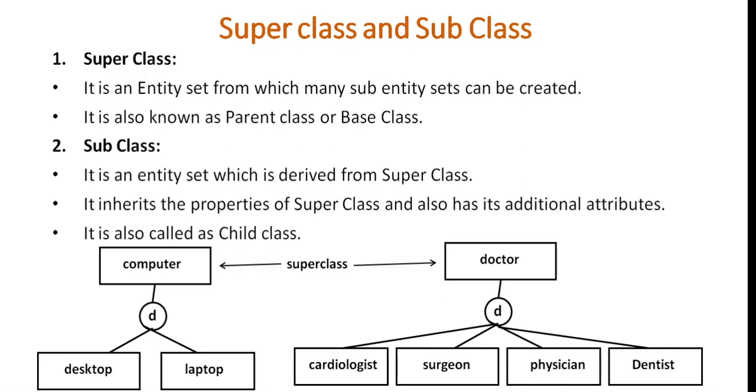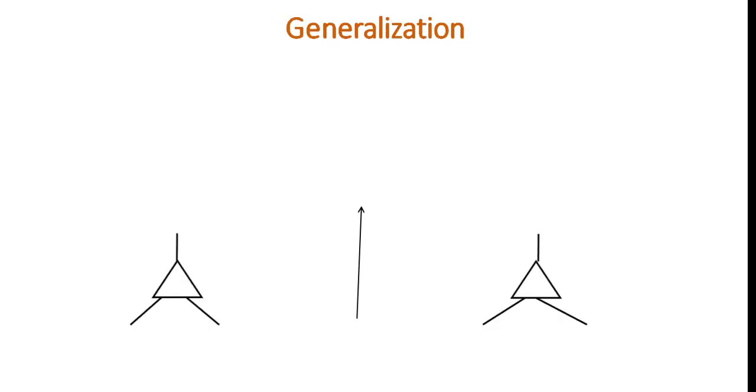Okay, so here all of these subclasses, that is cardiologist, surgeon, physician, dentist, are sharing some common attributes like doctor ID, doctor name, salary, and they also have their own additional attributes like the skill, working hours. Okay, these can be different for each type of doctor. So this is the superclass and subclass relationship.